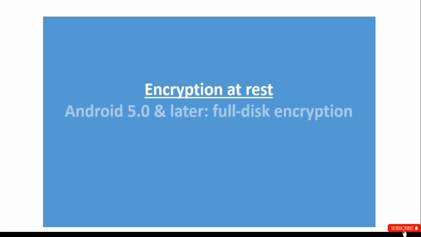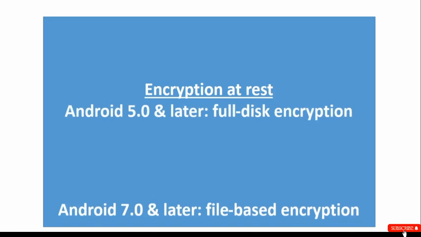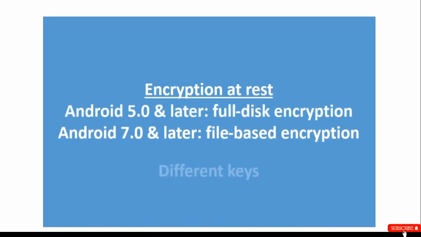Okay. Welcome to the third part of Android security structure. In this lecture, we will talk about encryption, and it's specifically encryption at rest, right? Now Android version 5.0 and later, so for quite some time, actually supports full disk encryption, and from Android 7.0 and later it supports file-based encryption as well. And basically file-based encryption allows different files to be encrypted with different keys that can be decrypted or unlocked independently. Okay.